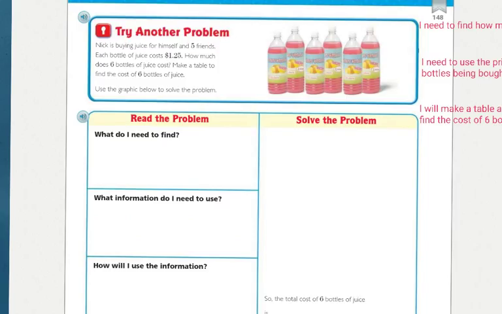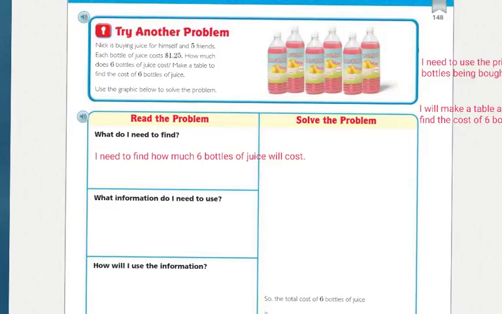Let's try another problem. Nick is buying juice for himself and 5 of his friends. Each bottle of juice costs $1.25. How much do 6 bottles of juice cost? Make a table to find the cost of 6 bottles of juice. Use the graphic below to solve the problem. So first of all, what do I need to find? Well, I need to find how much 6 bottles of juice will cost.